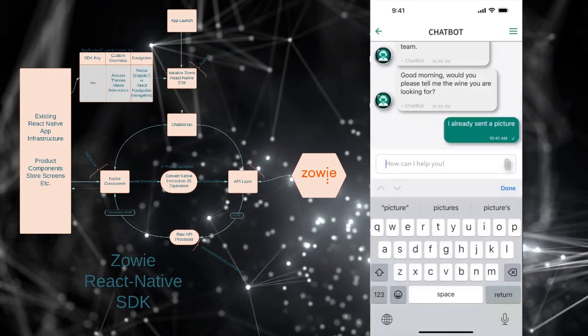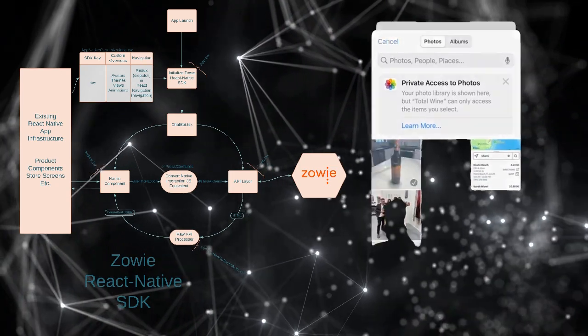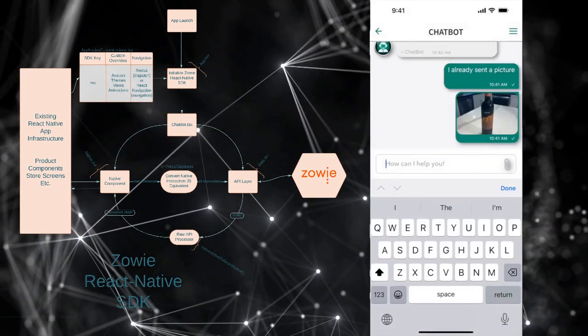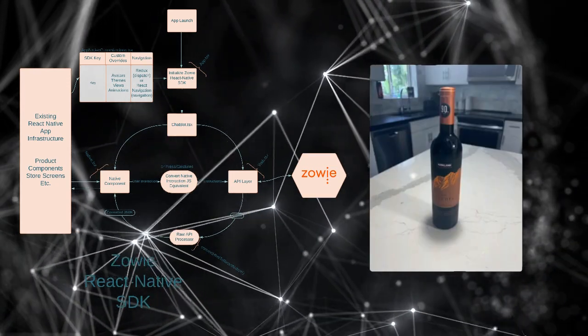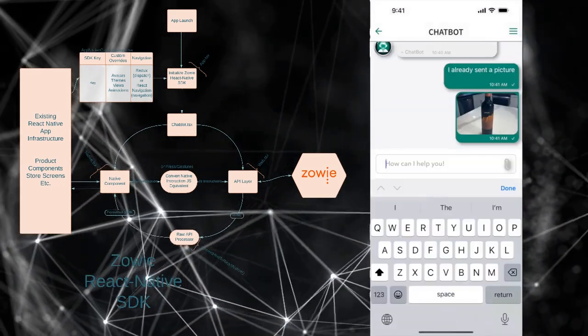Now let me demo real quick how you can upload images. And basically this React Native implementation lets you use any photo uploader available to a standard native device. You can also zoom in on the image, and when you click out, it zooms out.